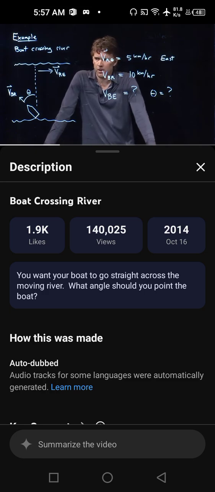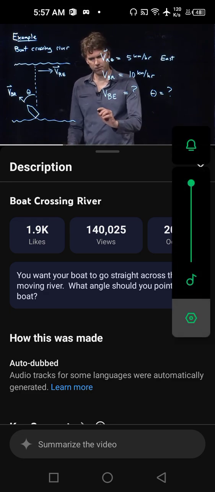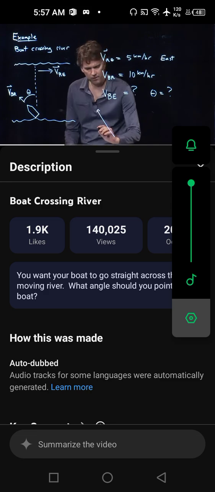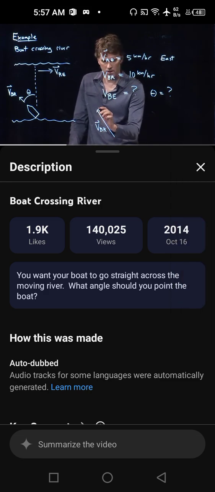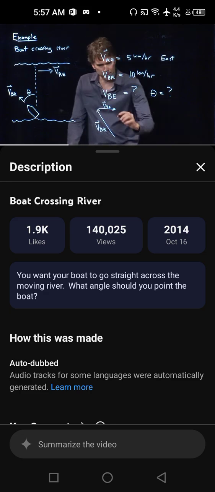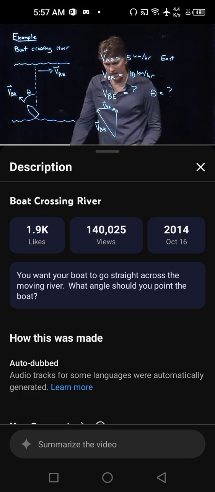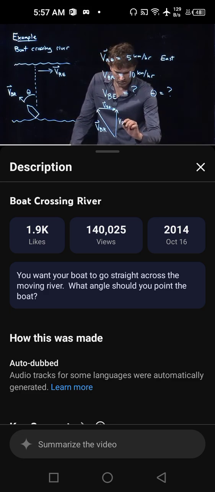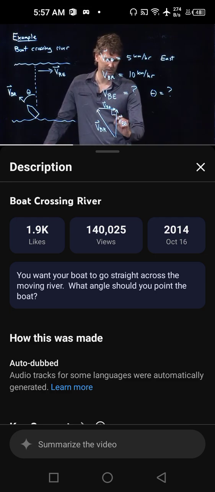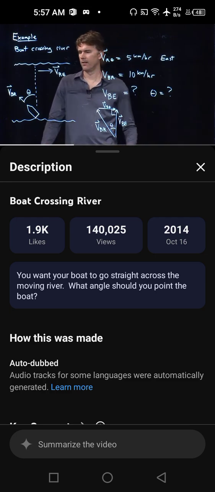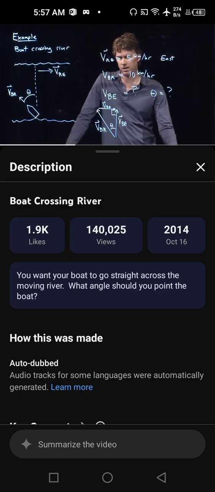Okay, there's a couple different ways to think about this problem, but one way to think about it is the following. We can just draw some vectors. This is the vector of the boat relative to the river. This is the river relative to the earth. And if I add those two up, it looks like I will get the velocity of the boat relative to the earth. This is the right angle. This is our angle, theta. And I think that's just about all the information we need.